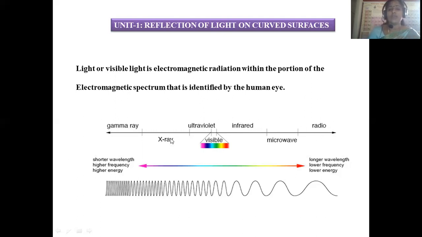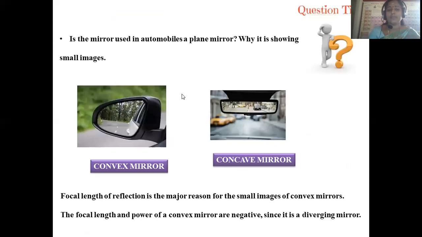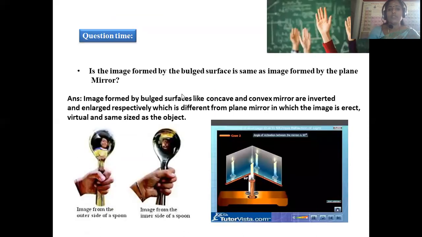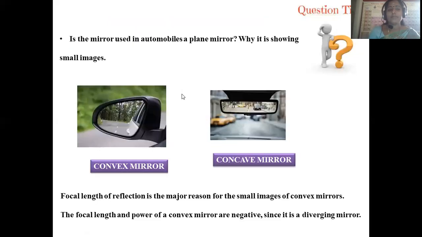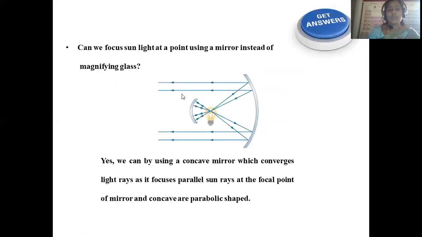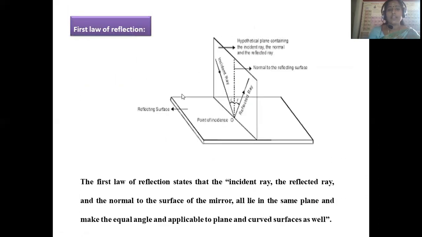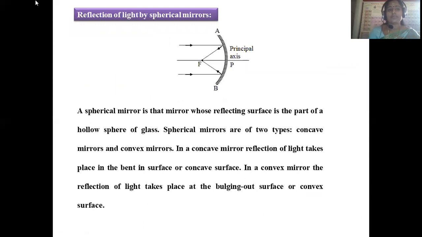So this is about the combination of all the different fragments of electromagnetic radiation, all together considered as light. Now let us go into the actual concept: how the reflection of light on curved surfaces is possible. Before entering into that, first we have to know what is meant by reflection of light.